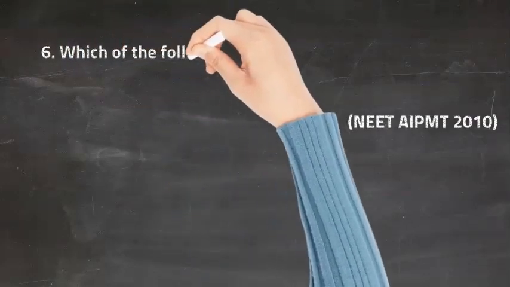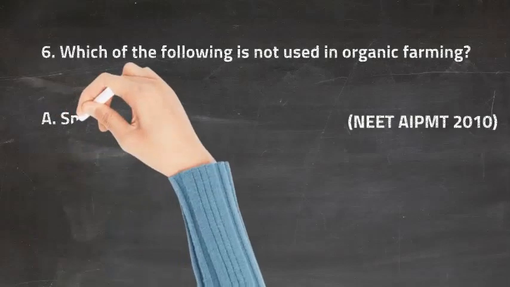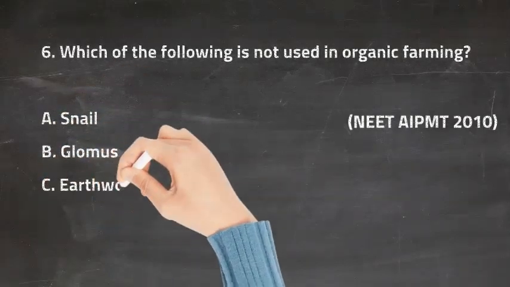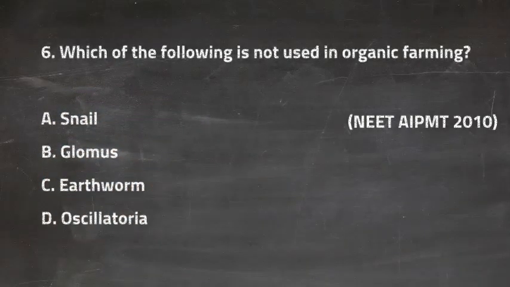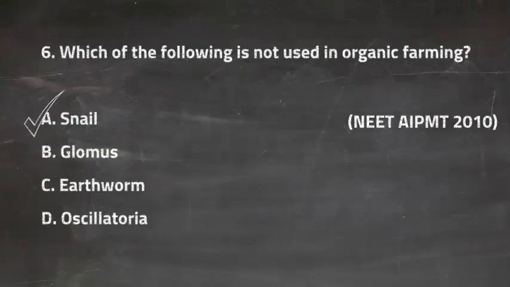Question 6th. Which of the following is not used in organic farming? Option A, snail. Option B, Glomus. Option C, earthworm. And option D, Oscillatoria. The right answer is option A, snail.